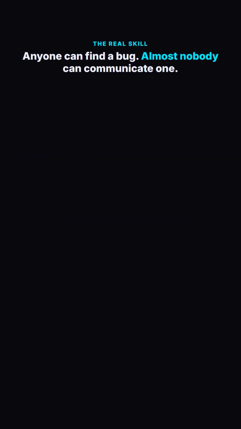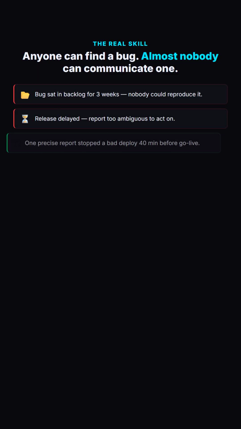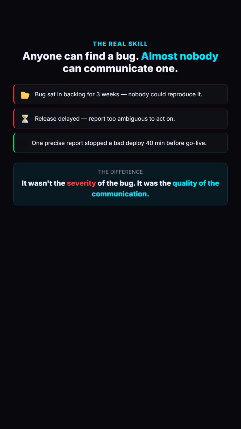Every QA candidate I have ever interviewed could find bugs. Give someone a broken app in a few minutes and they will find something wrong. That is not the hard part. The hard part is writing a bug report so clear, so complete, so precise that a developer who has never seen the feature, who wasn't in the meeting, who doesn't know your testing environment, can reproduce the exact failure on their first attempt. That is the standard. And almost nobody hits it out of the gate.